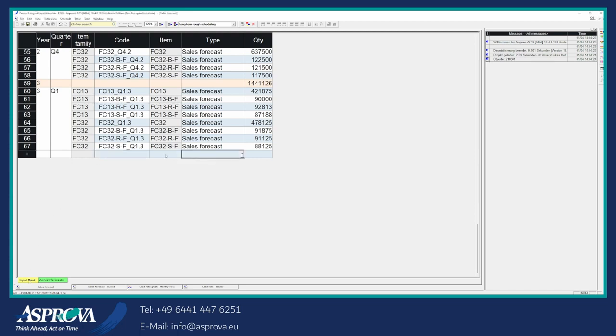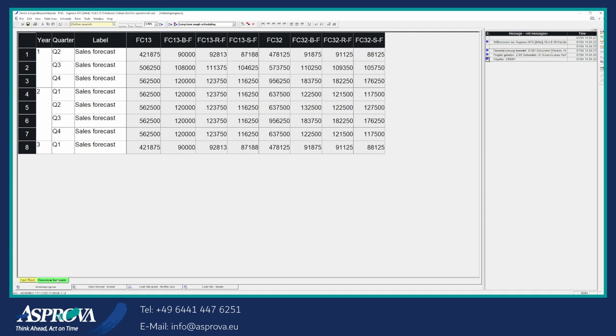Since humans can read horizontal tables better than vertical ones, there's also the second style, overview forecasts. Here we can briefly see all forecasts of all articles for the next 2 years. For example, 421,875 units of article FC13 are forecasted at the second quarter of the first year.